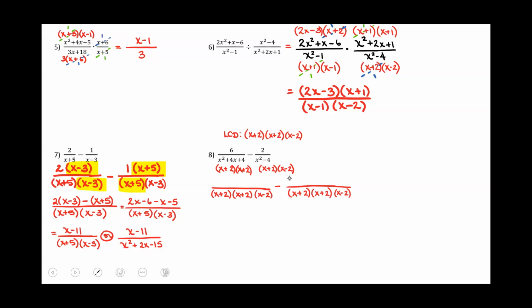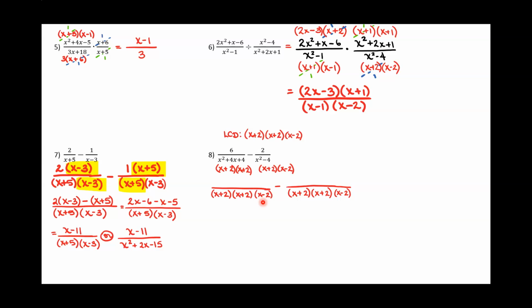So when I'm trying to find the least common denominator, I have to keep the highest exponent. I have to keep the highest term of everything. So you'll notice over here I had x plus 2 to the second, and here I had x plus 2 to the first. So I'm going to keep x plus 2 to the second. And then I had x minus 2 to the first.